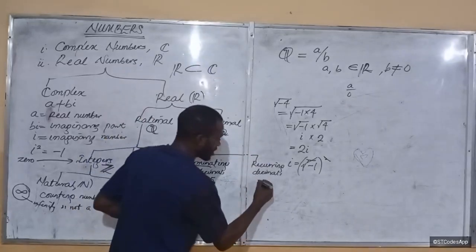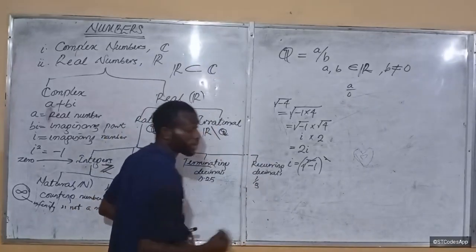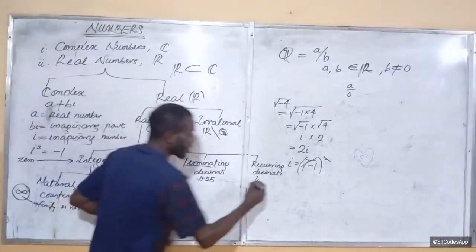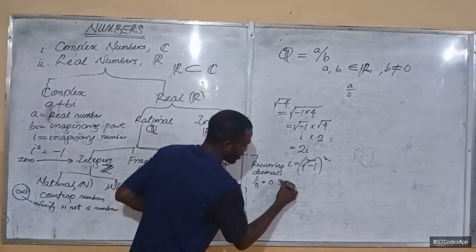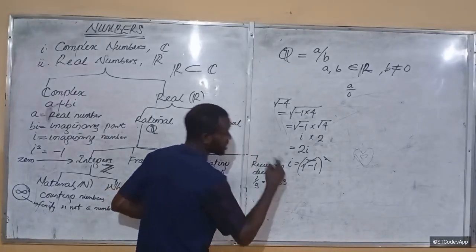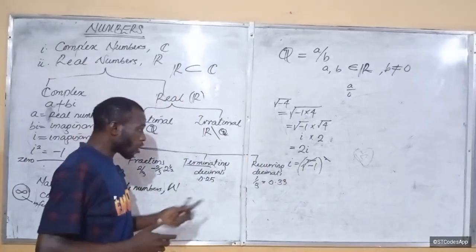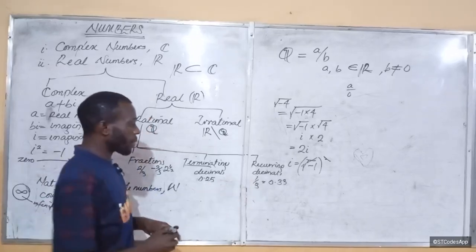But recurring decimals are decimals that you get from a number like 1 over 3. 1 over 3 is a fraction, okay, but the recurring form of the decimal is 0.3333333333. It doesn't end, okay. Some repeat. Some are repeating.